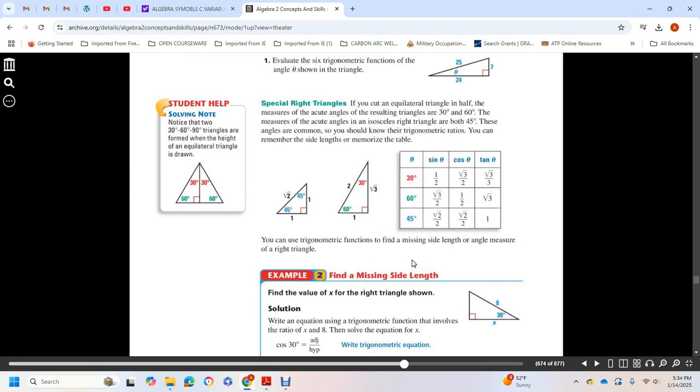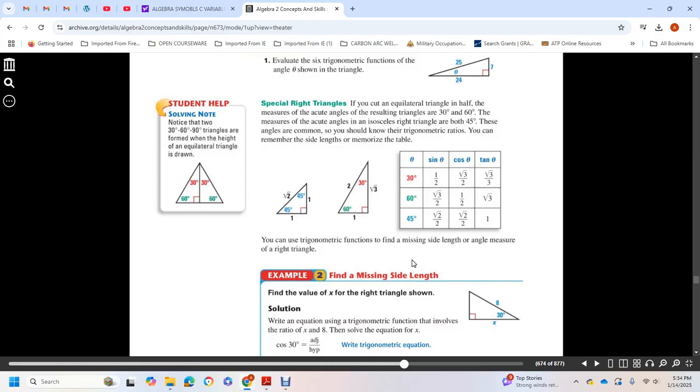Special right triangles. If you cut an equilateral triangle in half, the measures of the acute angles of the result are 30 and 60, and the measures of the acute angles of an isosceles right triangle are both 45. These angles are common. You should know their trigonometric ratios. Remember the side lengths to memorize the table.